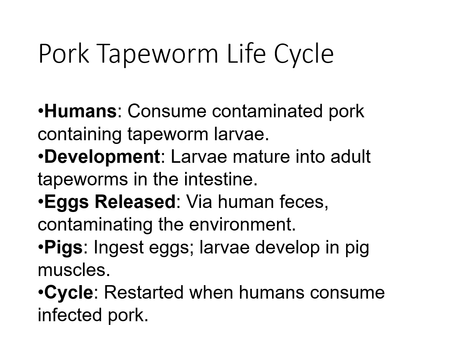These adults release eggs, which exit the body in human feces, contaminating the soil or water. When pigs ingest the eggs, the larvae hatch inside their digestive tract and travel to the muscles, forming cysts. If humans then eat pork that hasn't been properly cooked, the cycle begins again, posing both health and sanitation concerns in affected regions. Tapeworms highlight the importance of both proper sanitation and thorough cooking.